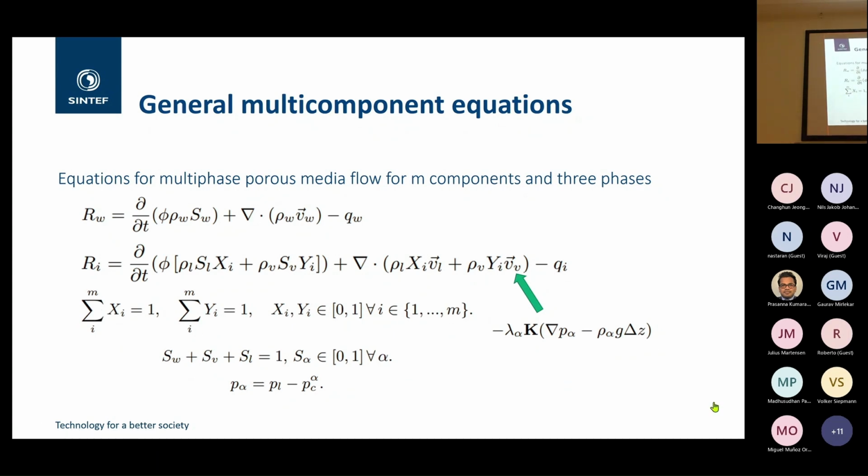And you have a bunch of closures to close this system. It's not completely closed, but you say that mole fractions sum up to 1, saturations sum up to 1 in a volume, and you have some relationship for the capillary pressure, and there are different variants you can substitute in.